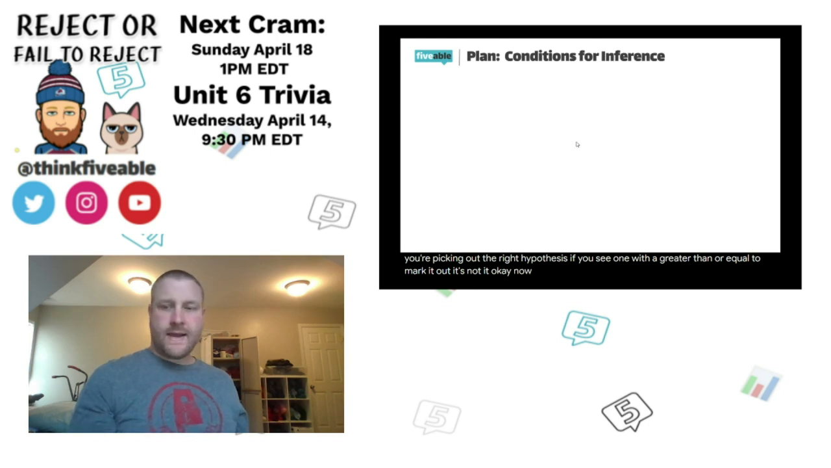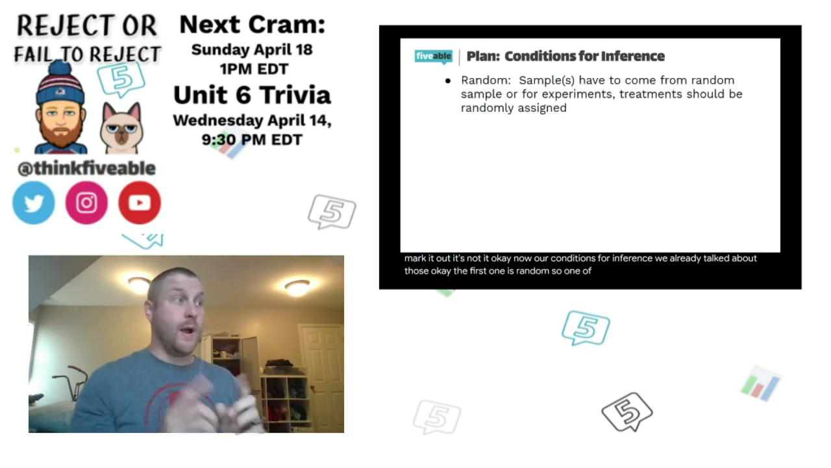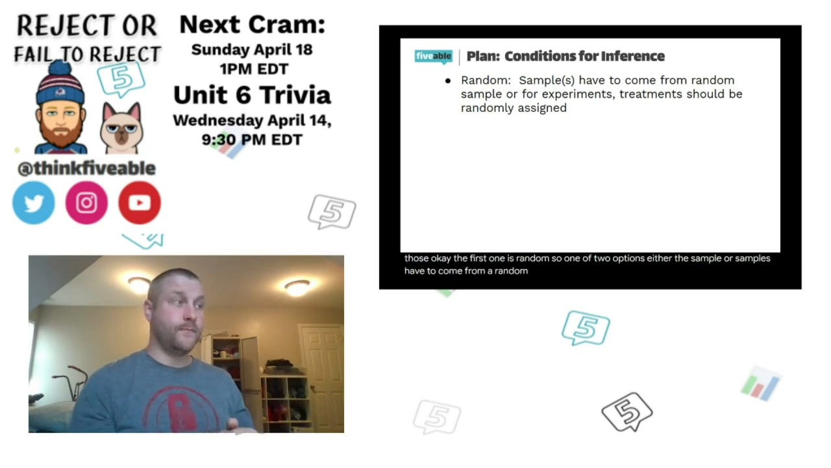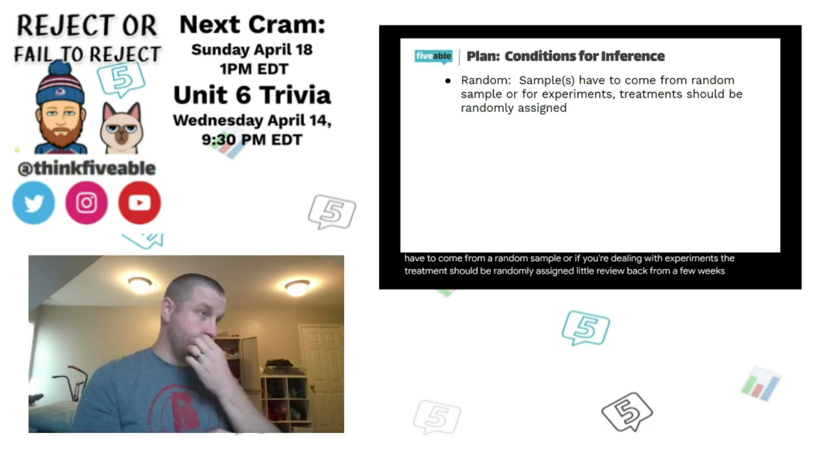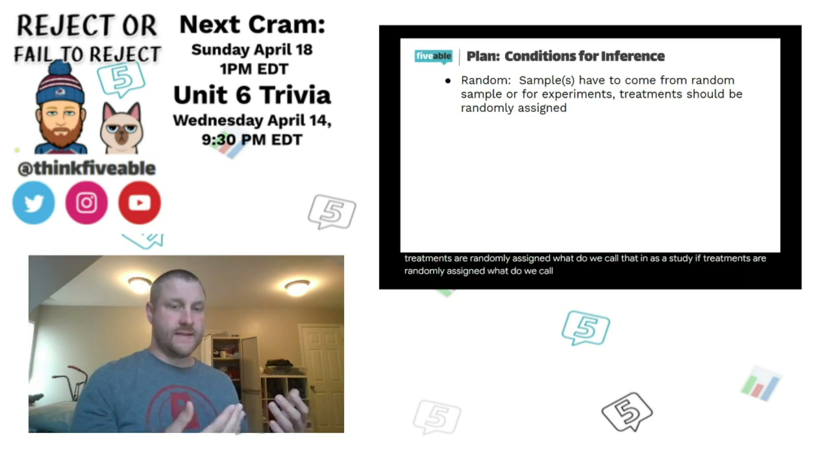All right, now our conditions for inference. We already talked about those. The first one is random. So one of two options. Either the sample or samples have to come from a random sample, or if you're dealing with experiments, the treatments should be randomly assigned. Little review from a few weeks ago. If treatments are randomly assigned, what do we call that as a study?